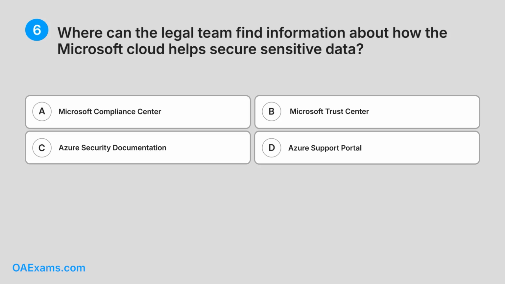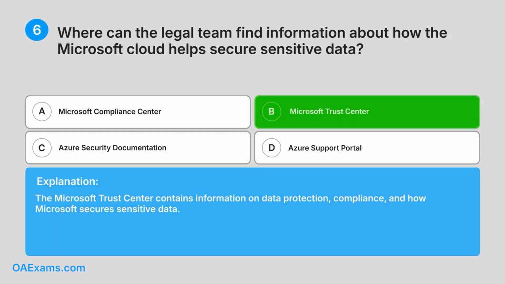6. Where can the legal team find information about how the Microsoft Cloud helps secure sensitive data? A. Microsoft Compliance Center. B. Microsoft Trust Center. C. Azure Security Documentation. D. Azure Support Portal. What do you think is the answer? Correct answer. B. Explanation. The Microsoft Trust Center contains information on data protection, compliance, and how Microsoft secures sensitive data.